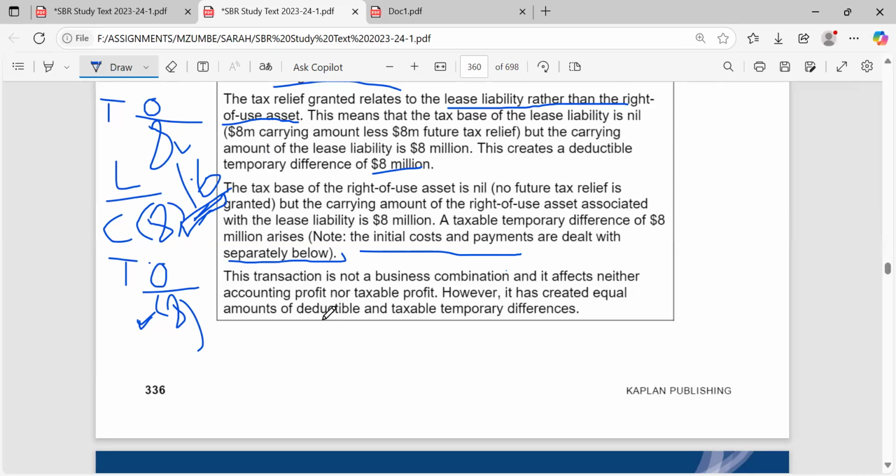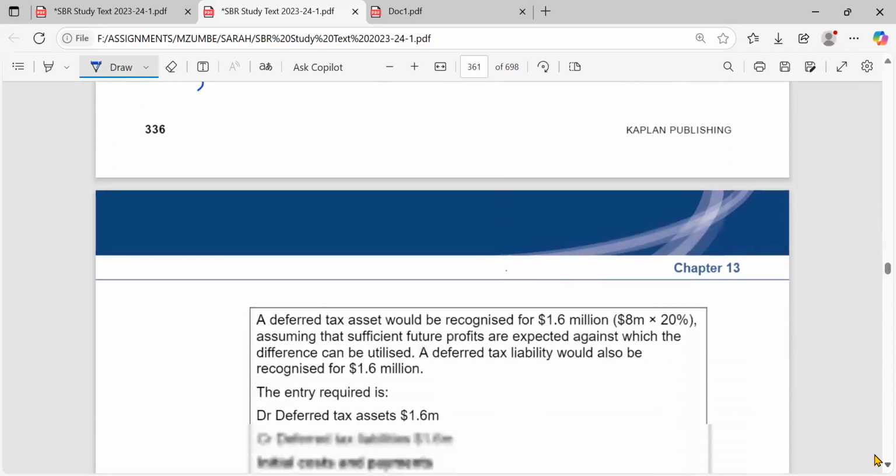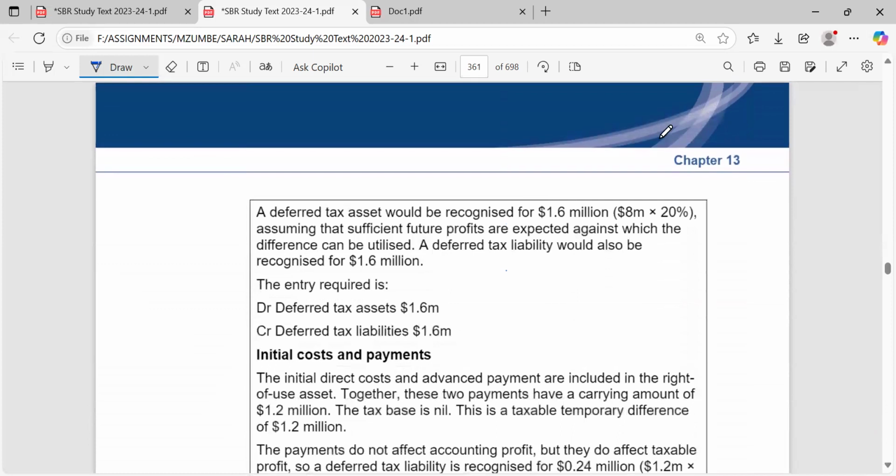Now we are going to deal with those initial costs and payments of rent, right? This transaction is not a business combination and it affects neither the accounting profit nor the taxable profit. However, it has created equal amounts of deductible and taxable temporary differences, and also we are going to get exactly the same figure.